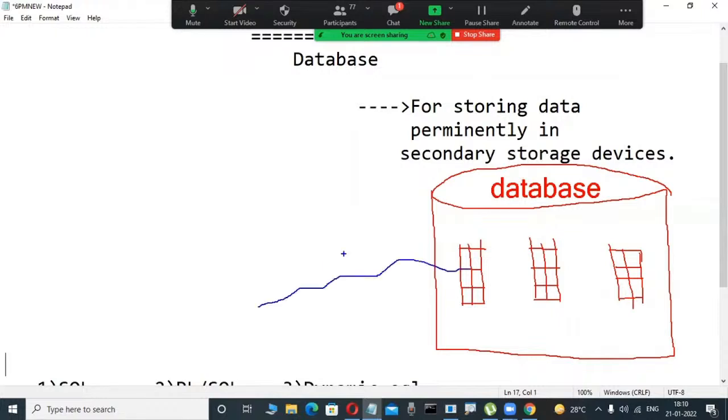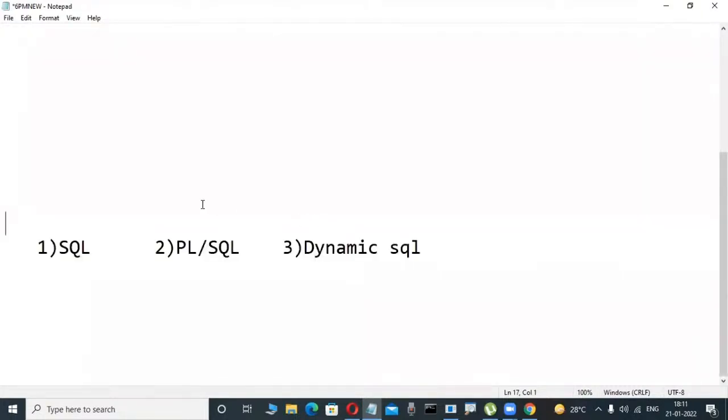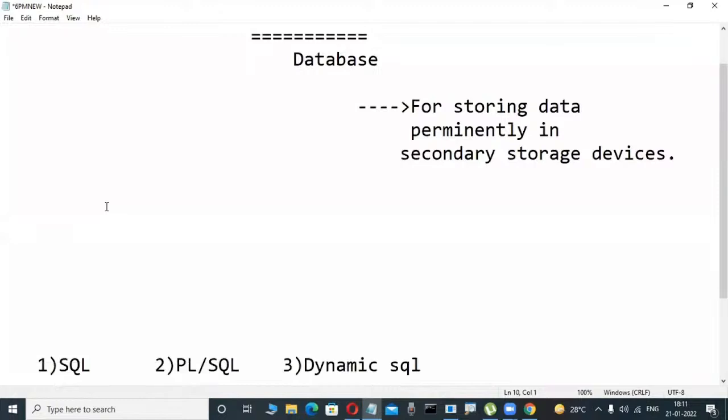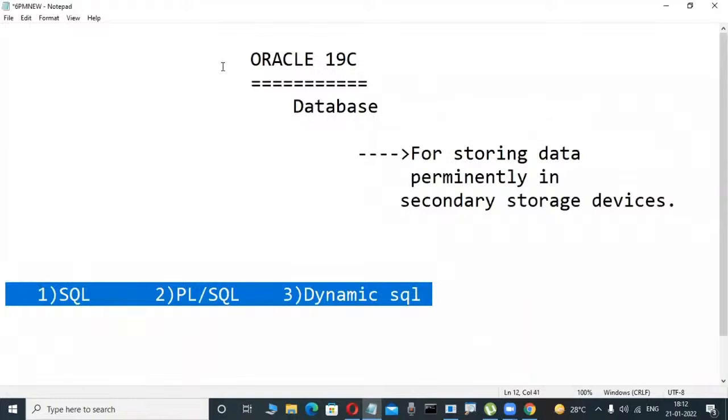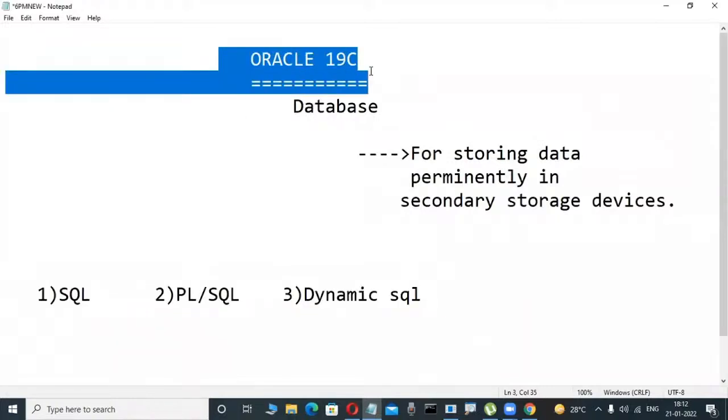We work with this data using SQL, the structured query language. Yesterday I told you only up to this point, a small thing. If you want to operate this Oracle software, we use SQL, structured query language. Another language is PL/SQL, procedural language extension for SQL. Another is dynamic SQL. Through these three languages, we operate this Oracle software in your companies.